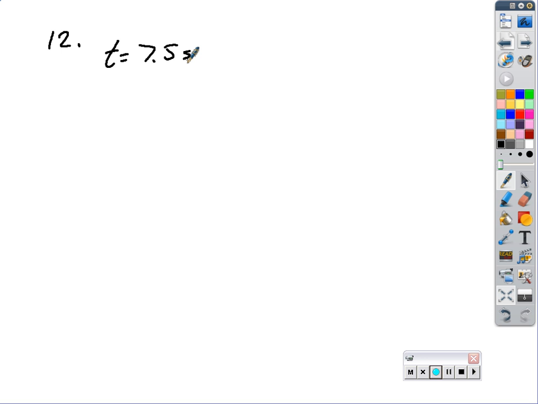Come on. Right, 7.5 seconds. What are the other things from the question we can pull from that? 6 what? What is 6 metres per second? It's a speed, right?